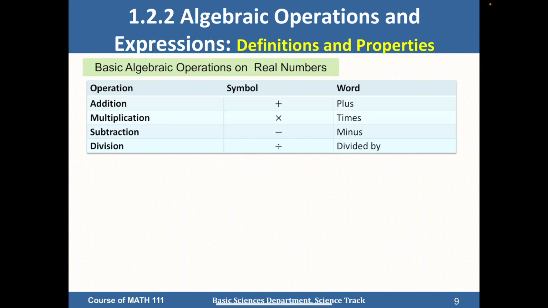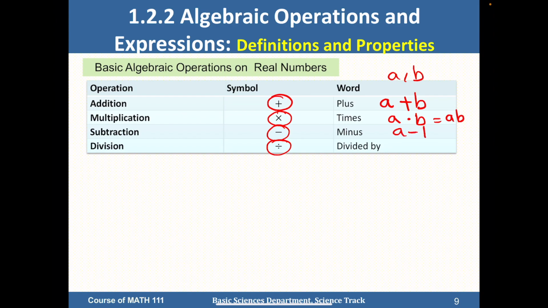Definitions and properties. We have basic operations on real numbers like addition, multiplication, subtraction, and division. If I have, for example, A and B, two numbers, I can add them and say A plus B, or A times B, and I write this as AB. I don't have to write the cross sign. We just put the letters next to each other, and that means I multiply them. And A minus B, and then A over B or A divided by B. We have also variables. If you don't know the values, you just use letters. Like this, and this means we have variables or unknown values.